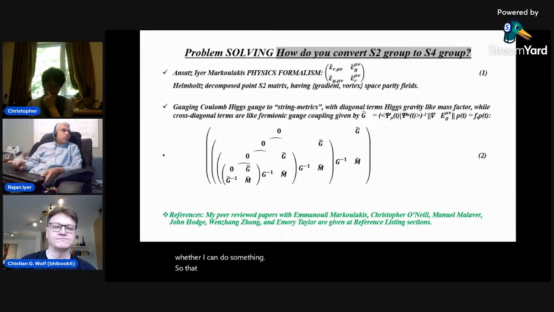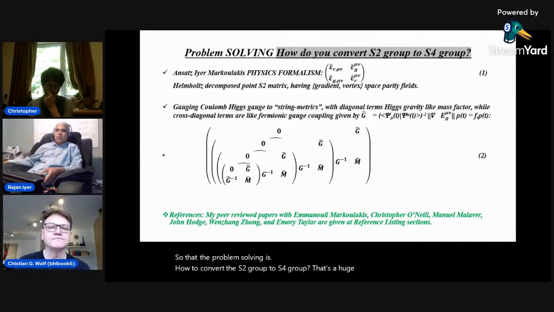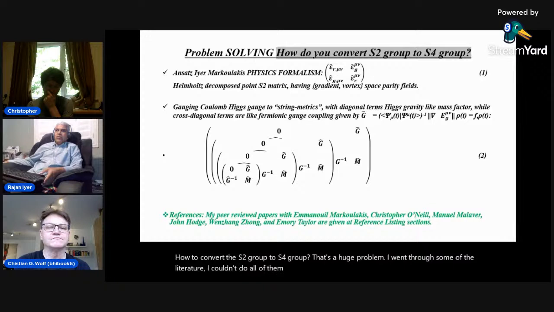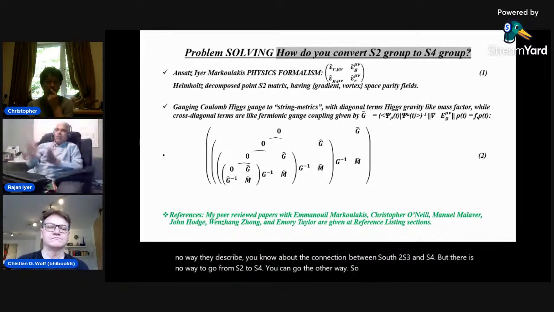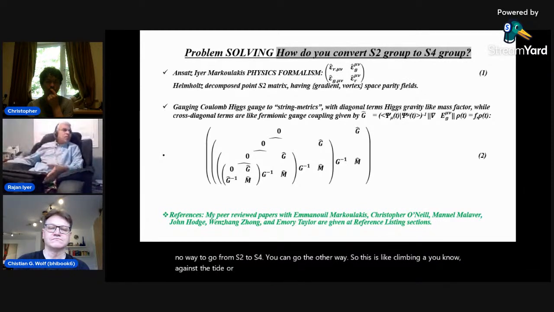So the problem is how to convert the S2 group to the S4 group. That's a huge problem. I went through some of the literature. I couldn't do all of it, but I think I went through some critical literature, and there is no description of a connection between S2, S3, and S4, and there is no way to go from S2 to S4. You can go the other way. So this is like climbing against the tide, or like a mountain.